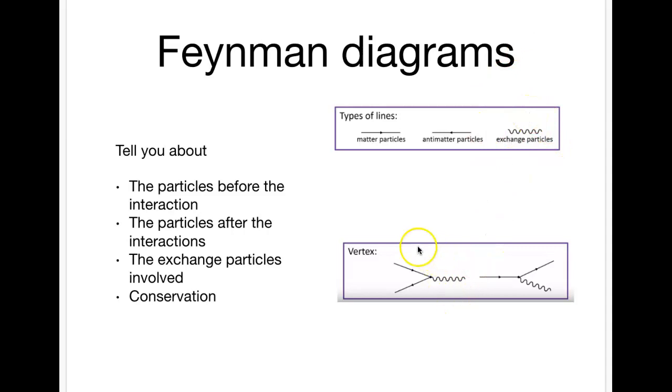So if we have a look at this picture, it is using the left to right direction, and you can see that there's a matter particle and an antimatter particle meeting, which then generate a boson, an exchange particle. Any ideas what this could be? Have a think. This picture represents an annihilation, matter and antimatter making an exchange particle.